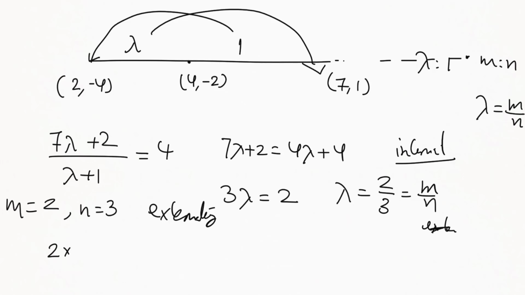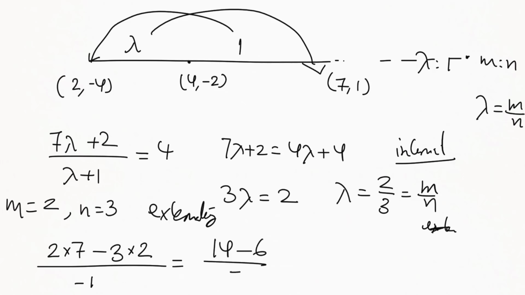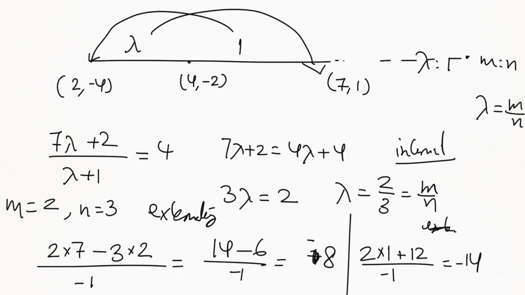So 2 into 7 minus 3 into 2 over 2 minus 3, which is negative 1. So 14 minus 6 over negative 1, so that will be negative 8. This is negative 8, and the other y coordinate will be 2 times 1 minus 3 times negative 4. So that will be positive 12 over 2 minus 3, which is negative 1. So 14 minus 14... so the answer is negative 8 and negative 14.